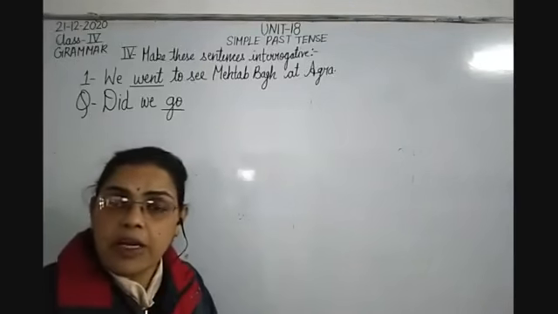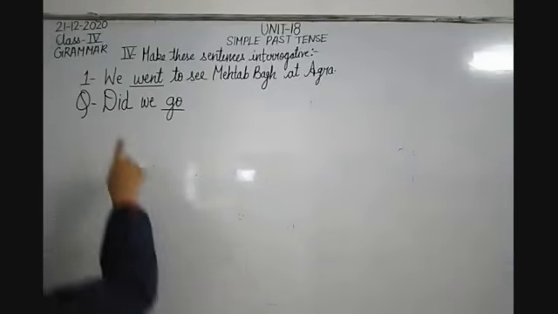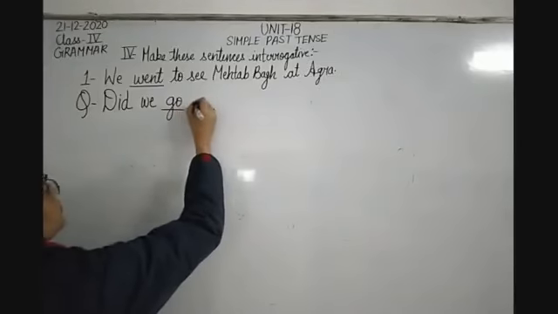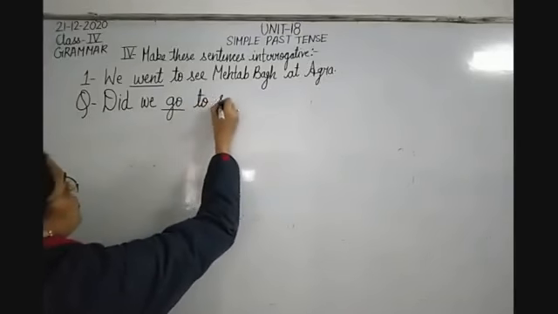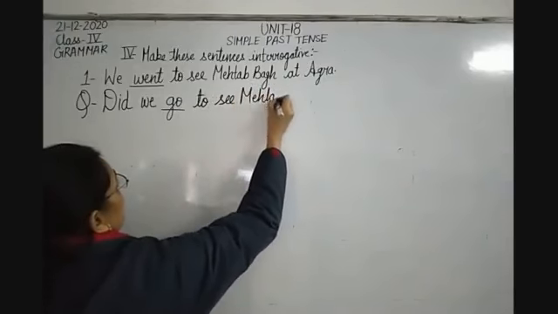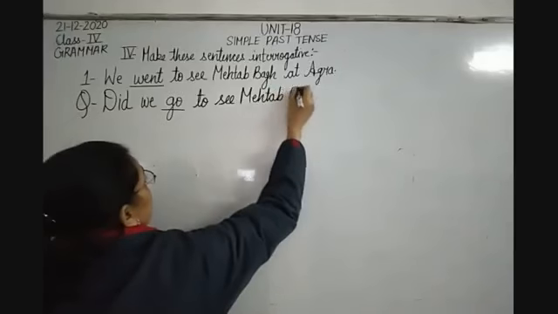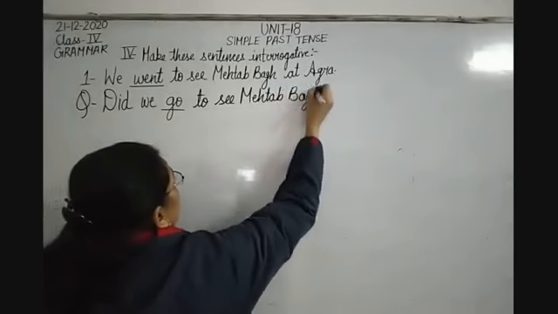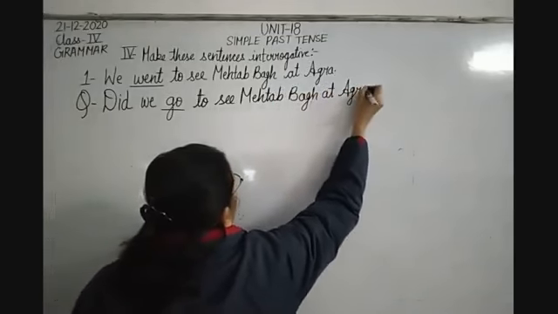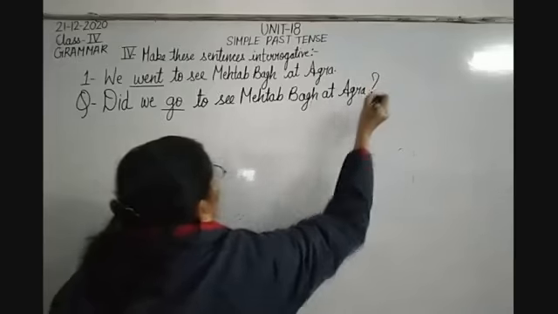आप जब बेटा underline करोगे तो आप cross check कर सकते हो. So did we go and the remaining sentence as it is. To see Mehtab Bagh at Agra. And at the end question mark.